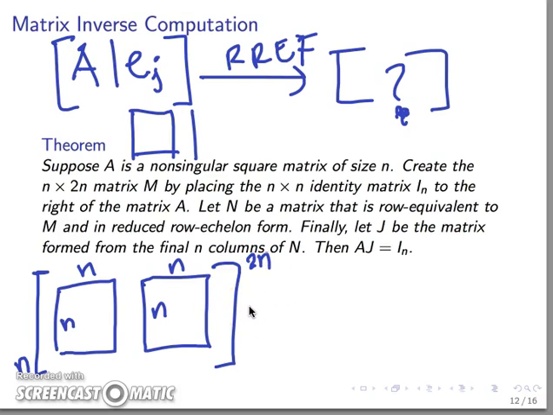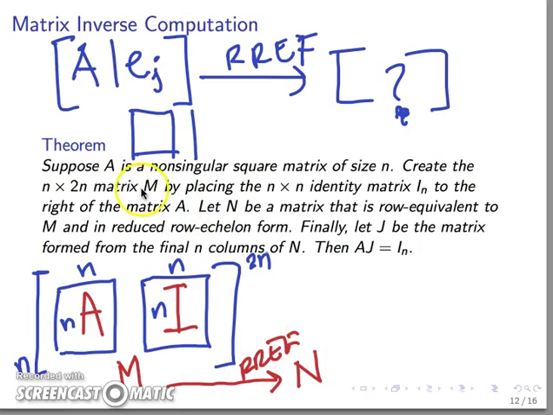If we do this, the theorem says create a matrix M, placing the identity to the right of A. So here's the matrix A on the rectangle, and here is the matrix I. Place the matrix I to the right of A, and now N would be the RREF of this whole new matrix, which is what the theorem is calling M. So the matrix M row reduces to capital N, and in addition we say that J is the matrix formed by the final n columns of N.